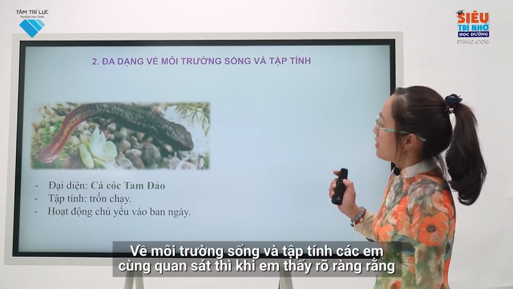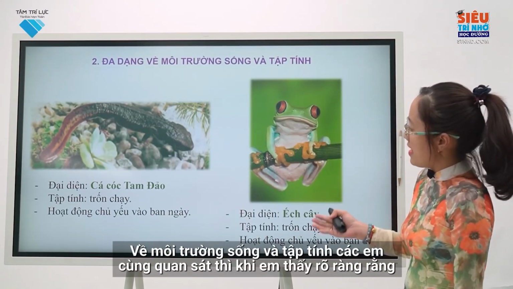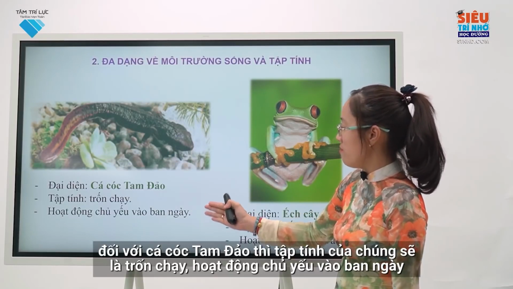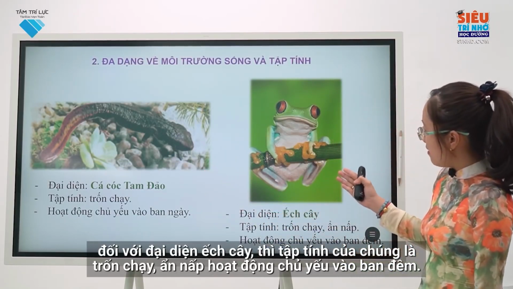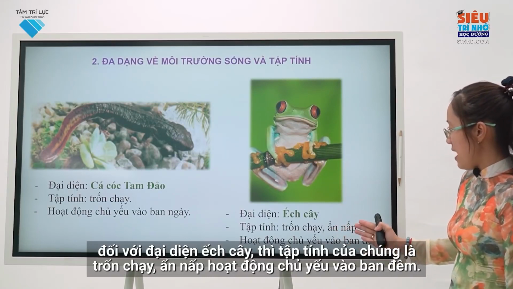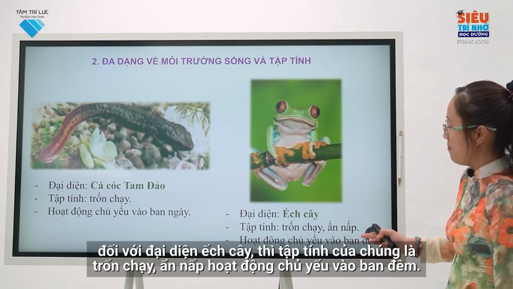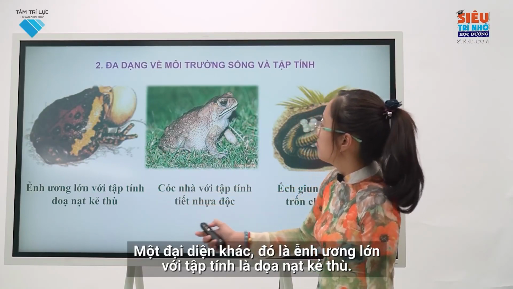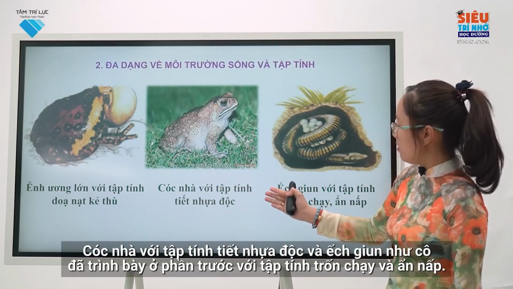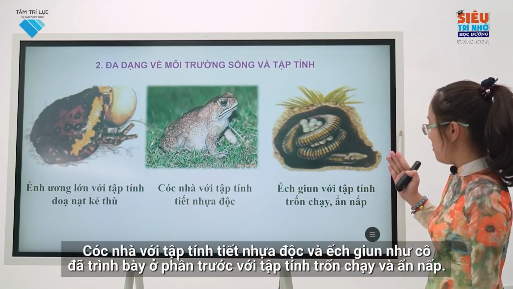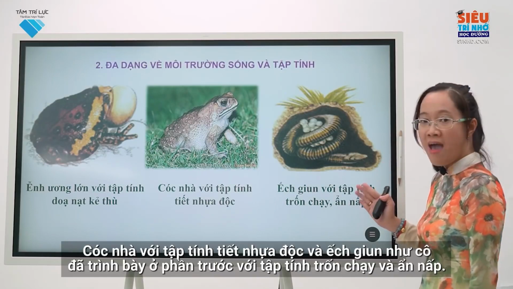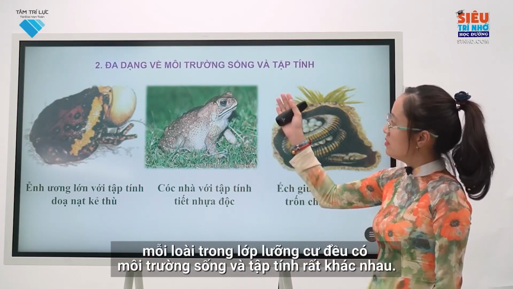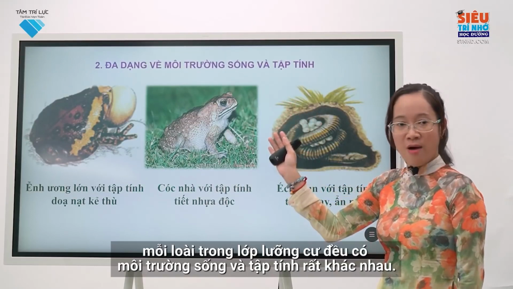Regarding the habitat and behavior you observed, the Tam Dao salamander's behavior is to run away, operating mainly during the day. For representatives of tree frogs, their behavior is running and hiding, and they are active mainly at night. Another representative is the large banded bullfrog, whose behavior is intimidating the enemy. The house toad has poisonous secretions, and Ichthyophis glutinosus, as I described in the previous part, runs away and hides. Thus, through the part I just presented, you can see that each species in the amphibian class has a very different habitat and behavior.